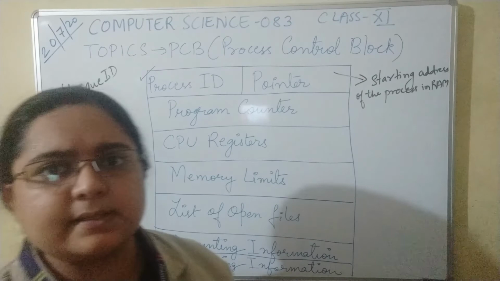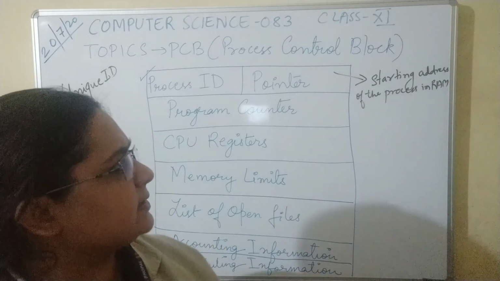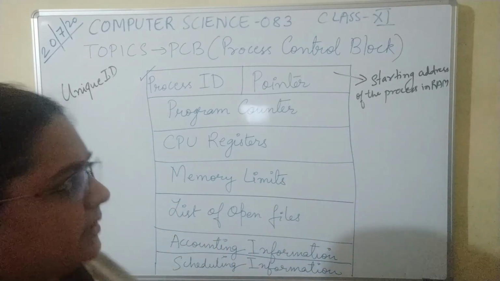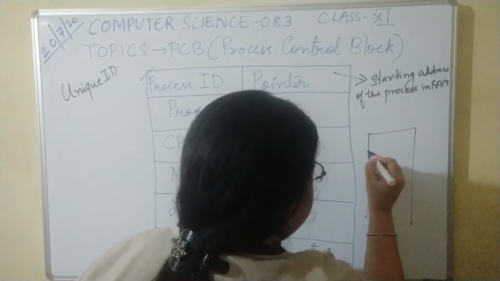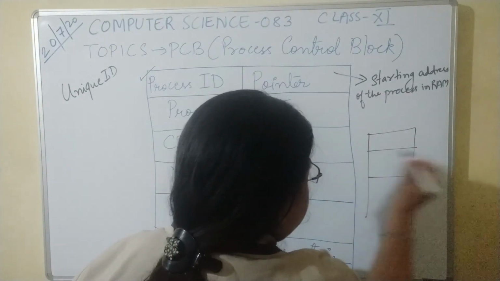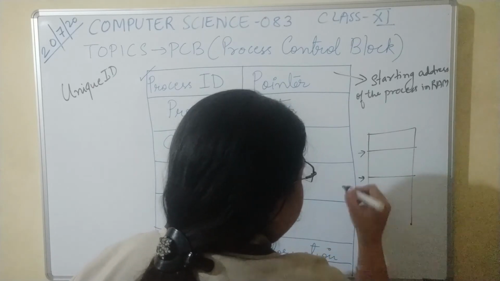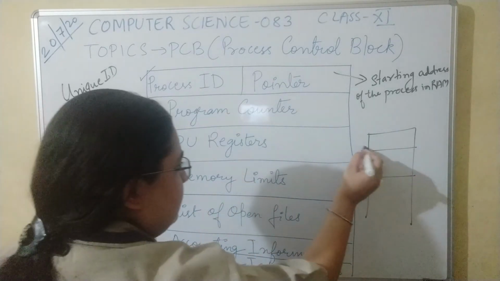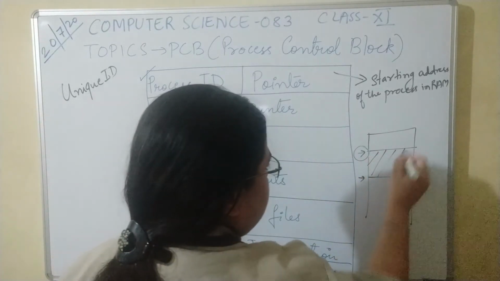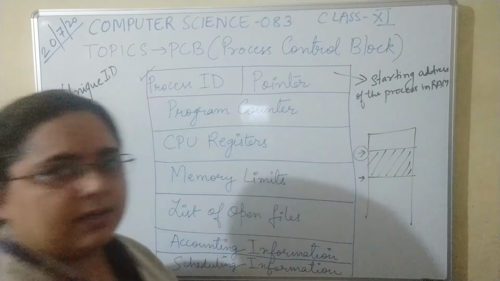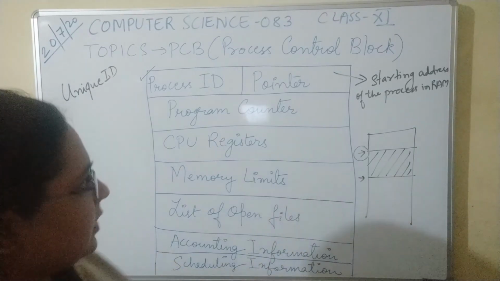It contains the starting address of the process in the memory. That is, from where in the memory your process starts. It starts from here and it ends at here. So it will only refer to the starting address of the process in the memory. So this is the process, and it refers to the starting address of the process.